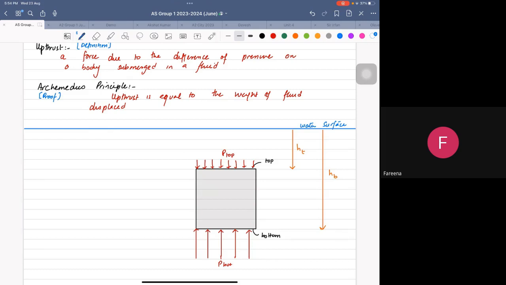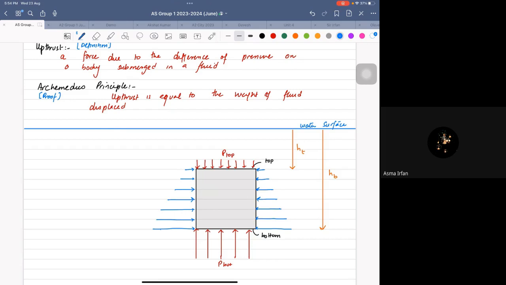Now on the sides, it's a different story. On the sides, the pressure keeps on increasing slowly because the depth is increasing. But it is also happening on the other side as well. So on the sides, the pressure has no net effect because it just cancels out at every point. But there's a difference of pressure between the bottom and top. Do you guys get it?